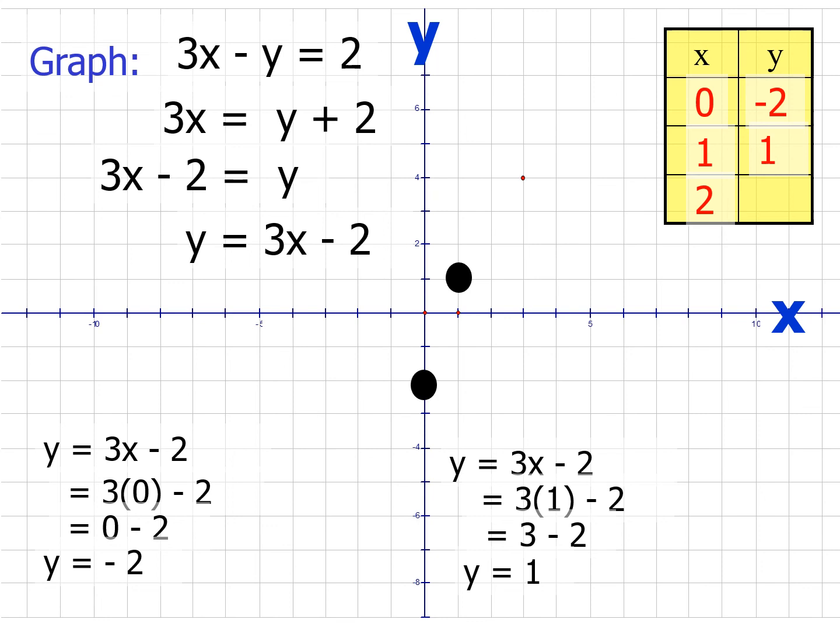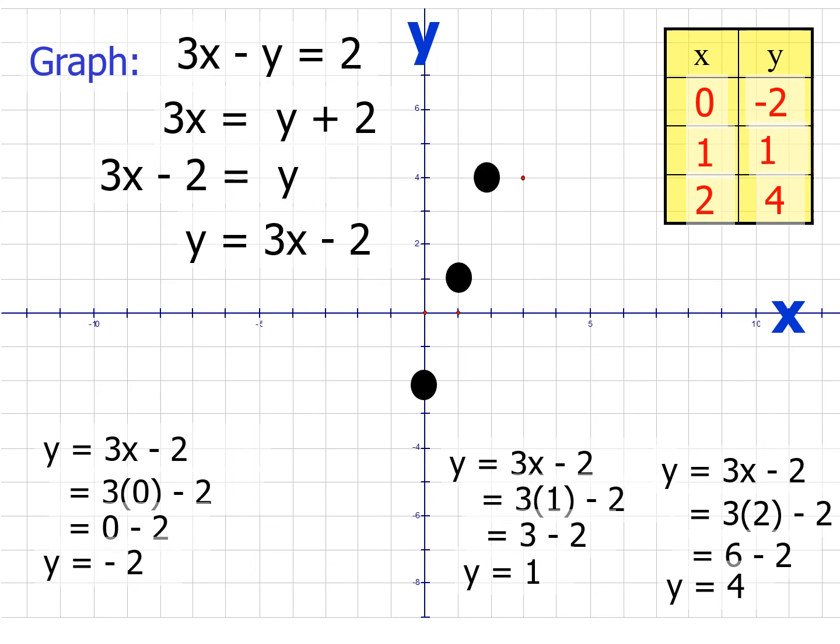Then if x is equal to 2, first copy the original equation, then substitute the value for x. So 3 times 2 is 6 minus 2. 6 minus 2 is equal to 4. So when x is 2, y is 4. So we have these three coordinates: (0, negative 2), (1, 1), and (2, 4).